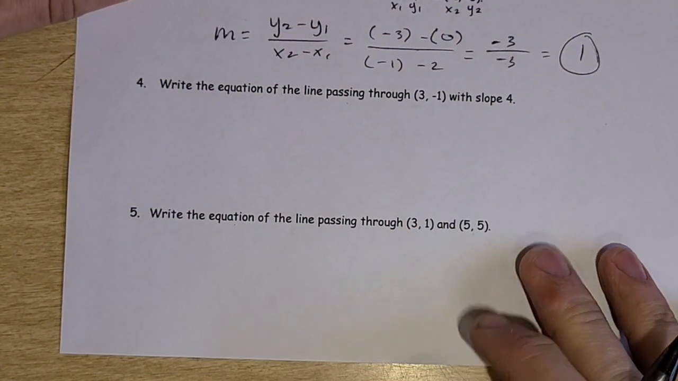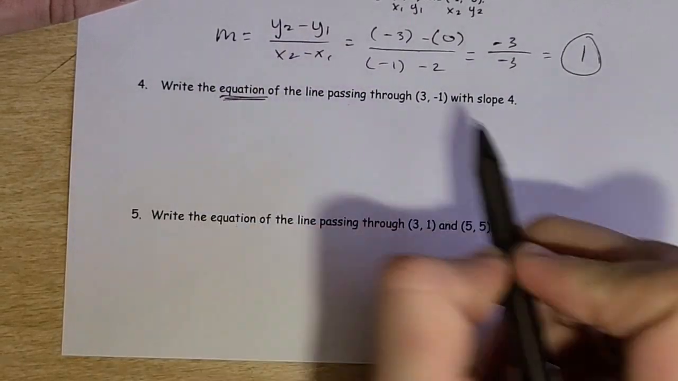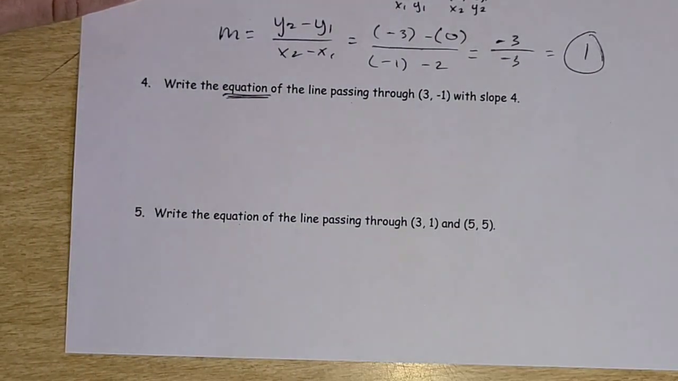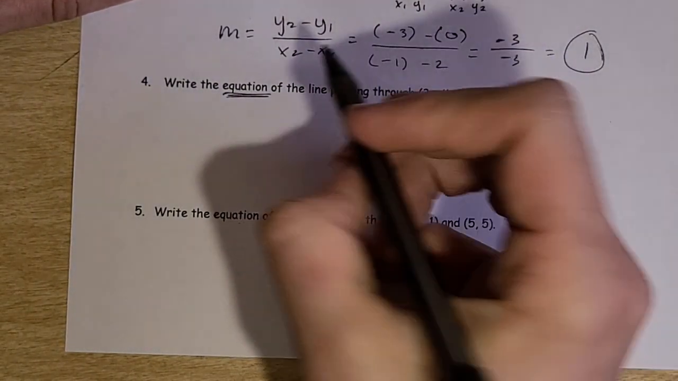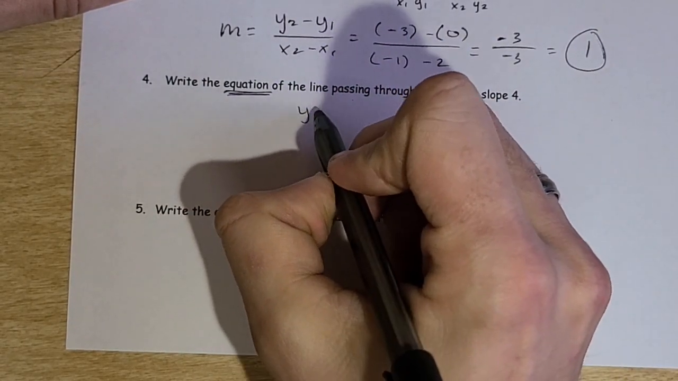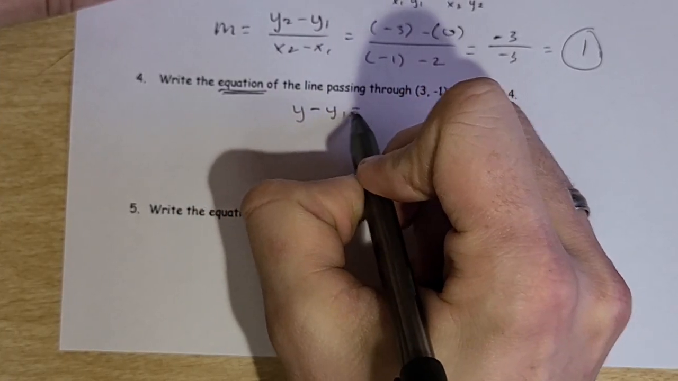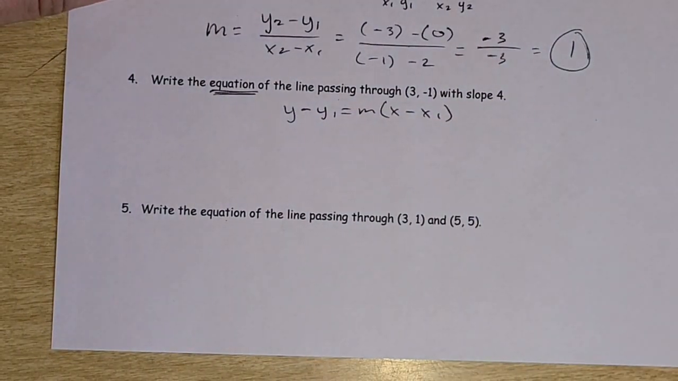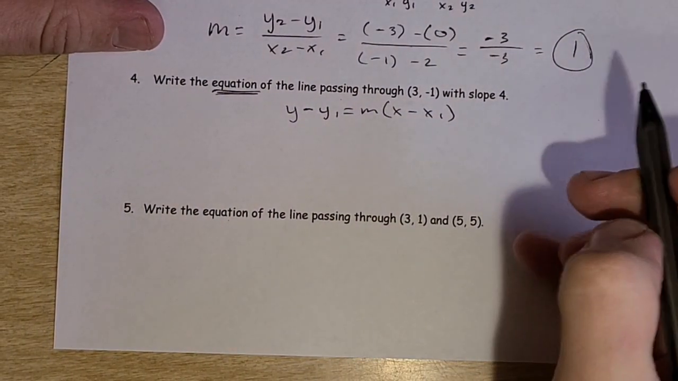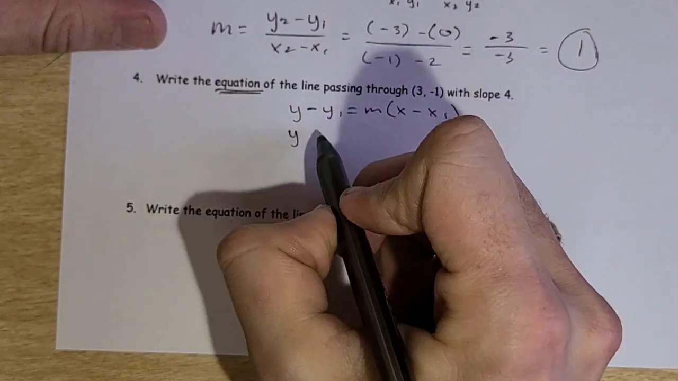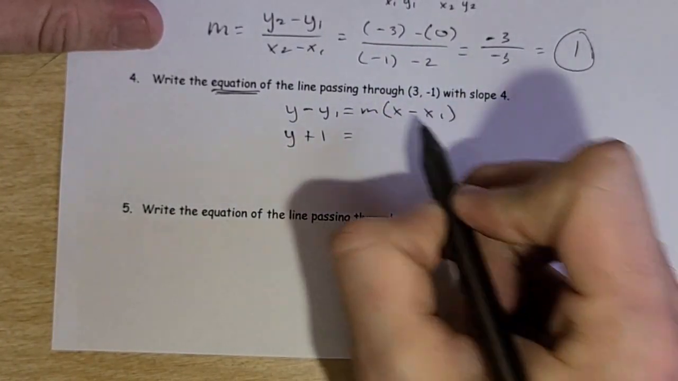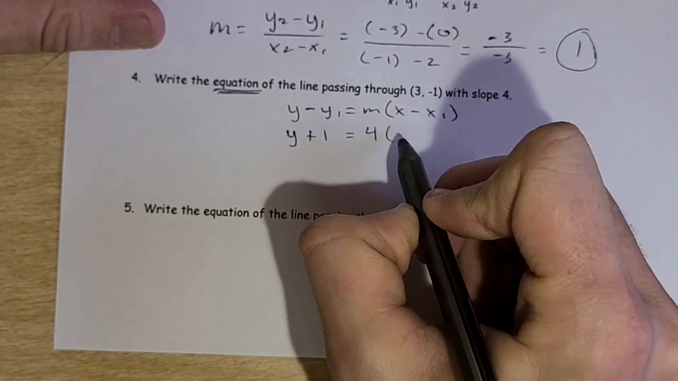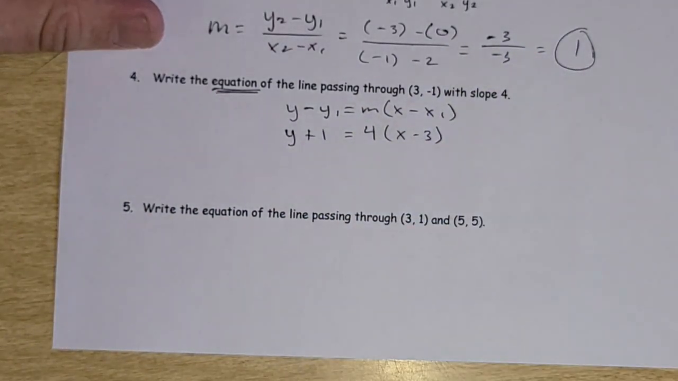Number 4 says write the equation going through this point with that slope. Now, how we did this in class is we used this information and we punched it in here. y minus y1 equals slope times x minus x1. All right, so opposite of my y value is a positive 1. My slope is 4. And opposite of this x value is a negative 3.